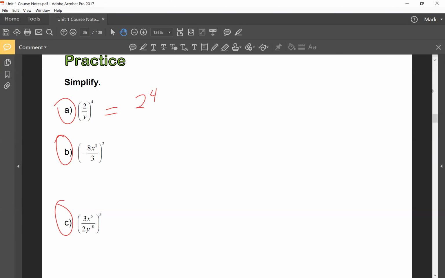2 to the power of 4 over y to the power of 4, easy, right? You distribute or move the 4 to the numerator, top, denominator, bottom. The only thing I'd want you to do is actually solve 2 to the power of 4. So for a perfect answer and a happy instructor, 16 over y to the power of 4 would make me real happy.